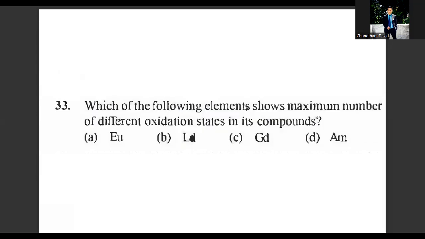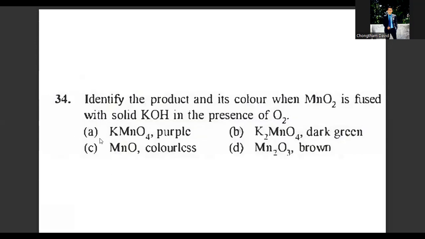Let's read question number 33. Which of the following elements shows maximum number of different oxidation states in its compounds? Europium, lanthanum, gadolinium, americium. So for 33, europium has plus 2 and plus 3. Lanthanum has plus 3. Gadolinium has plus 3. Americium has plus 4, plus 5, plus 6, even up to the extent of plus 6. So 33, answer D.